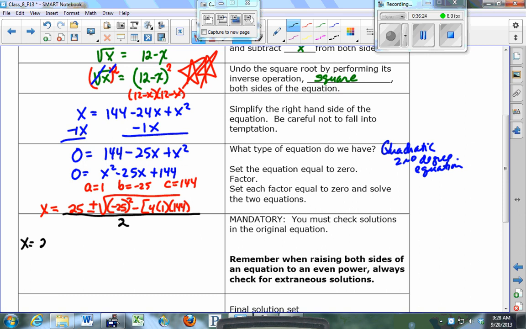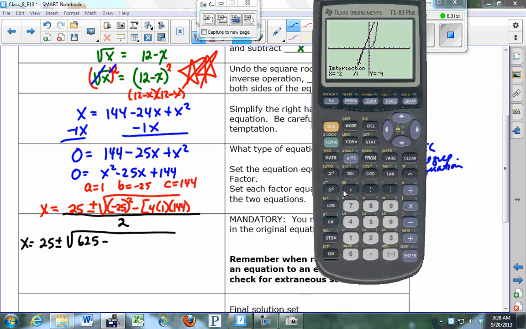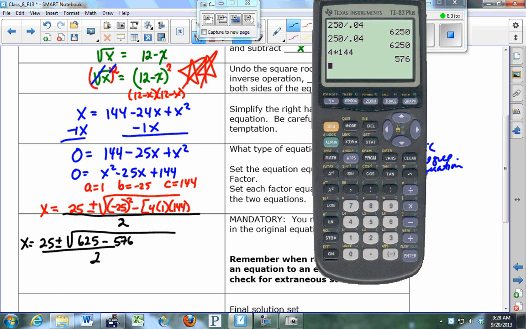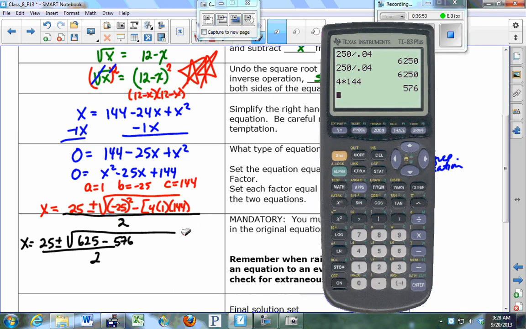Okay, so x equals 25 plus or minus the square root of negative 25 times negative 25, which is 625, minus 4 times 144. I don't know that off the top of my head, so let me work it out. 4 times 144 is 576, all over 2. Okay, and I'm going to make that radical sign a little bit smaller. Now we subtract 625 take away 576. It's 49. Is that right? 49? Okay. So x equals 25 plus or minus the square root of 49 all over 2.